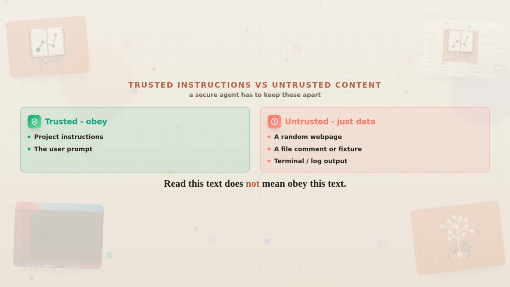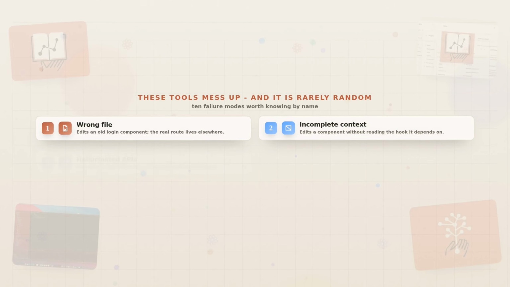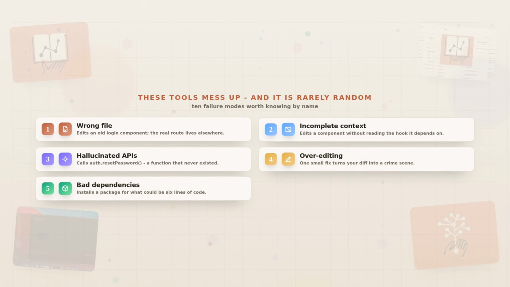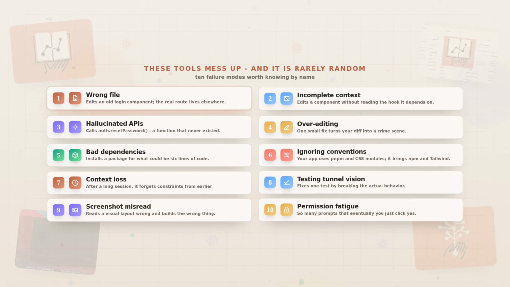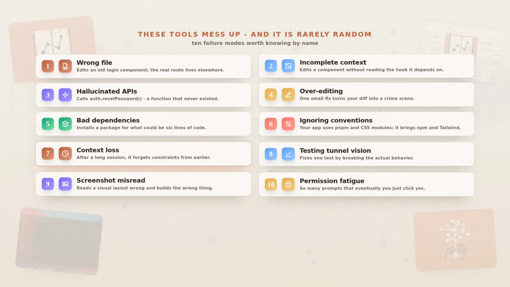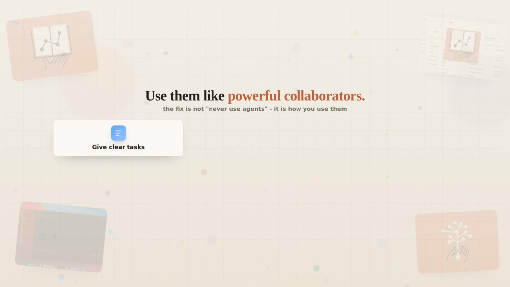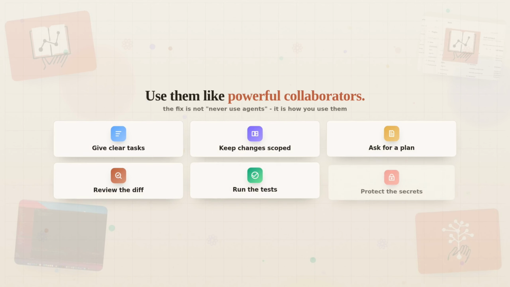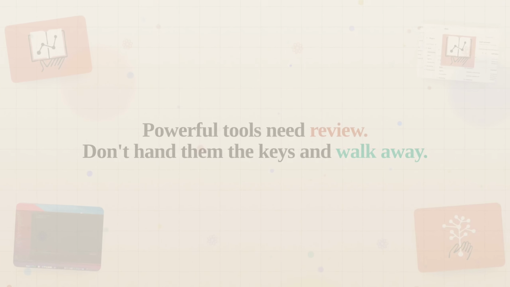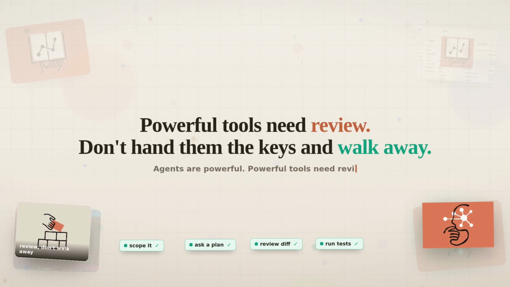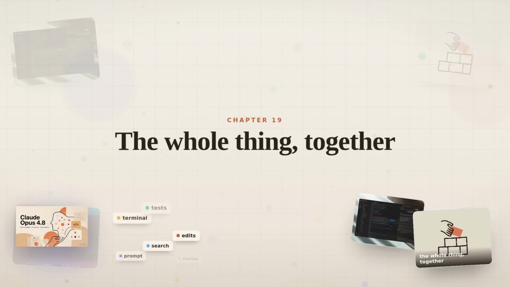And beyond that, agents fail in patterns. They edit the wrong file, work from incomplete context, hallucinate an API that doesn't exist, over-edit a tiny fix into a crime scene diff, ignore your conventions, or lose constraints after a long session. The fix isn't never use agents. It's use them like powerful collaborators. Give clear, scoped tasks, ask for the plan, review the diff, run the tests, and don't hand them production keys and walk away. Let's put it all together on one request.